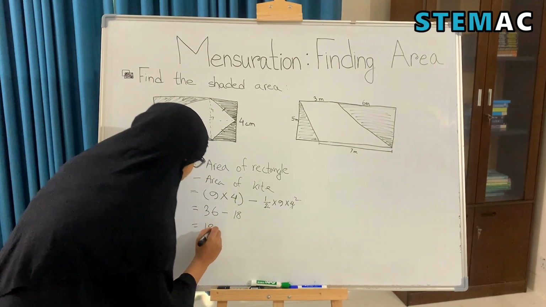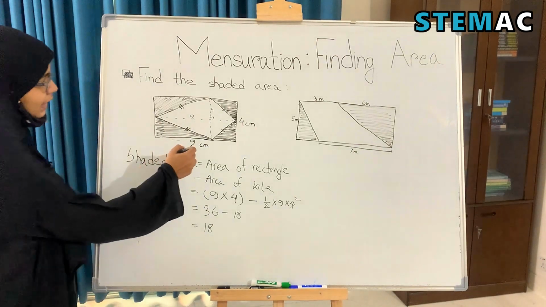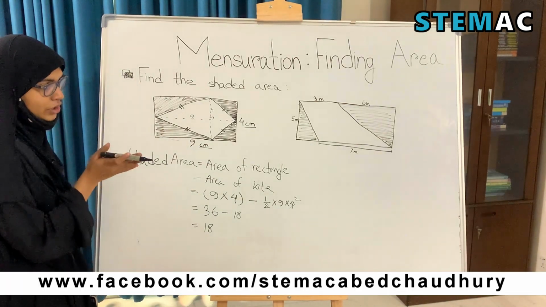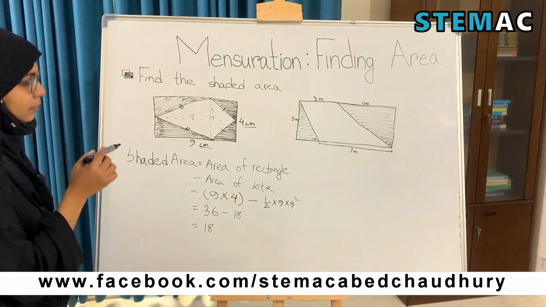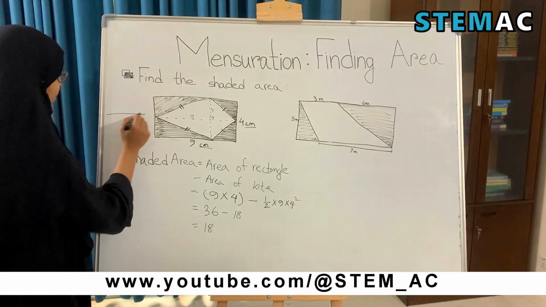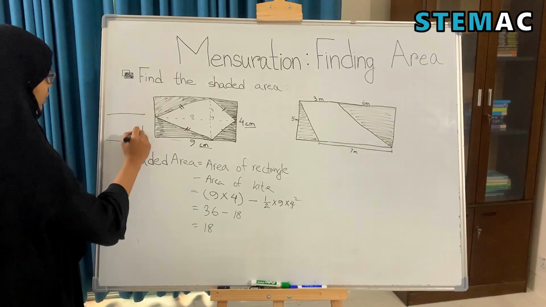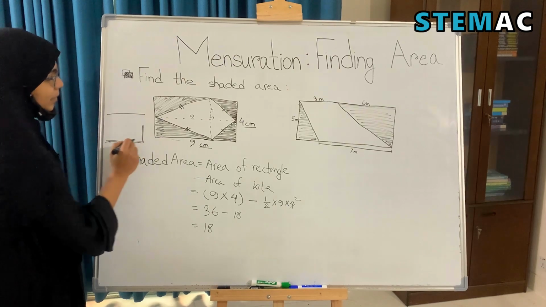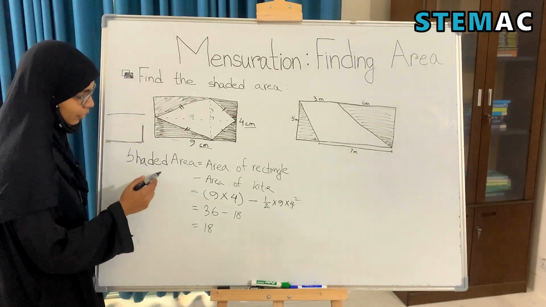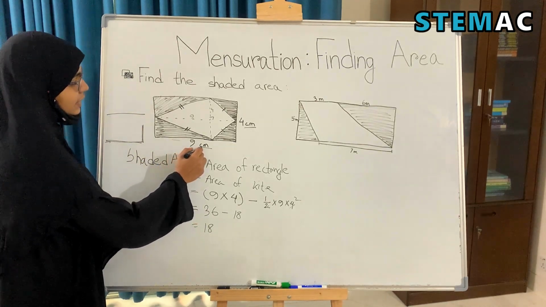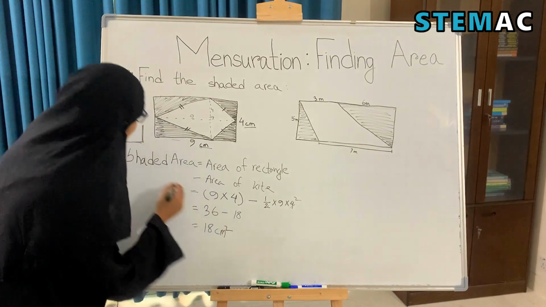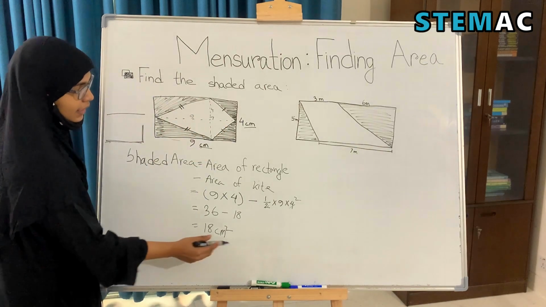That is 18. So, what the unit will be, as the lengths are in centimeter? Length is one dimensional, but area is two dimensional. So, for area the unit will be centimeter into centimeter, centimeter square. That makes the shaded area here 18 centimeter square.